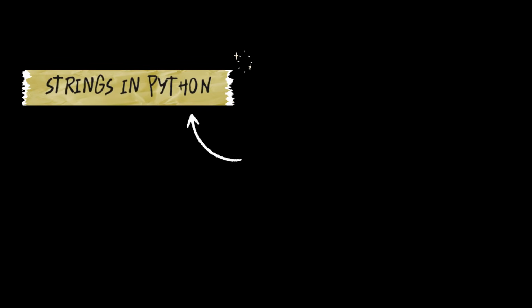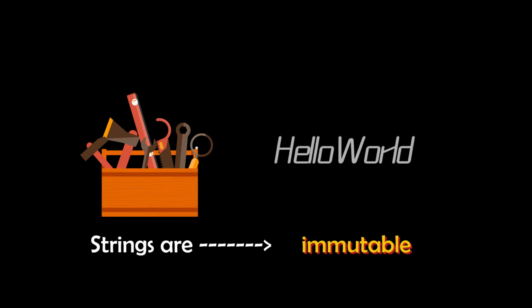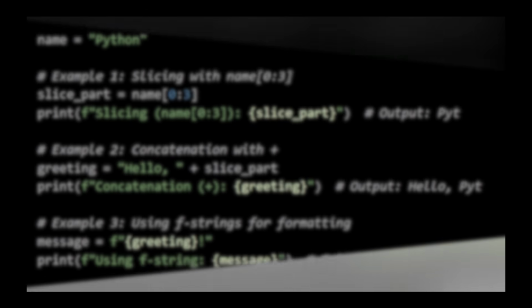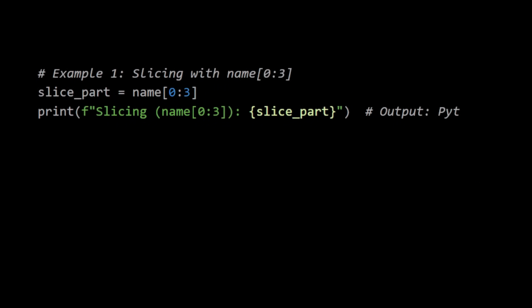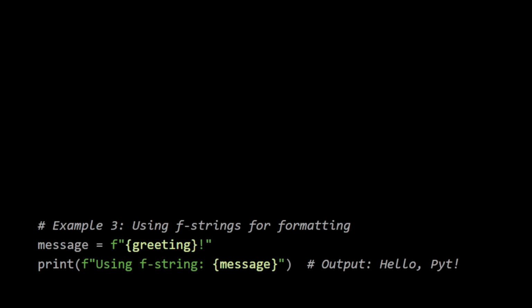Strings in Python. In Python, strings are super simple, just wrap text in quotes. Strings are also immutable in Python. But Python gives us powerful features. We can slice strings like name[0:3] to get a part of the text. We can concatenate with plus. And we can format strings easily using f-strings.